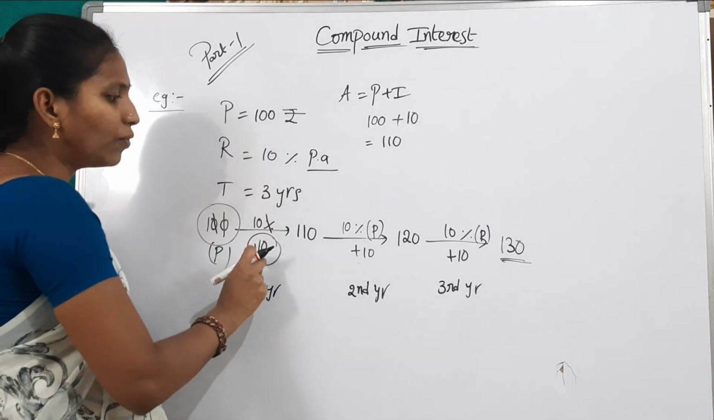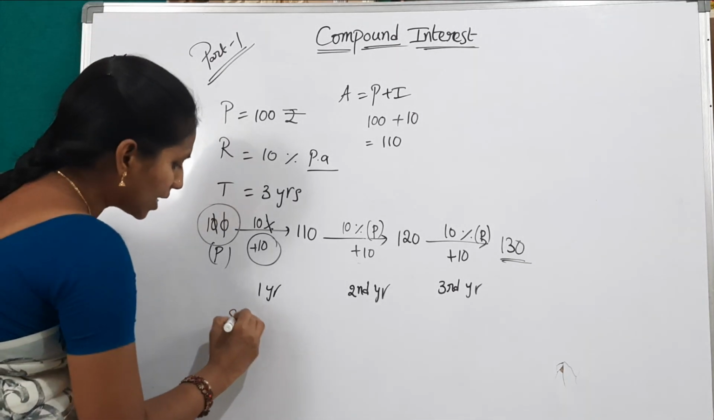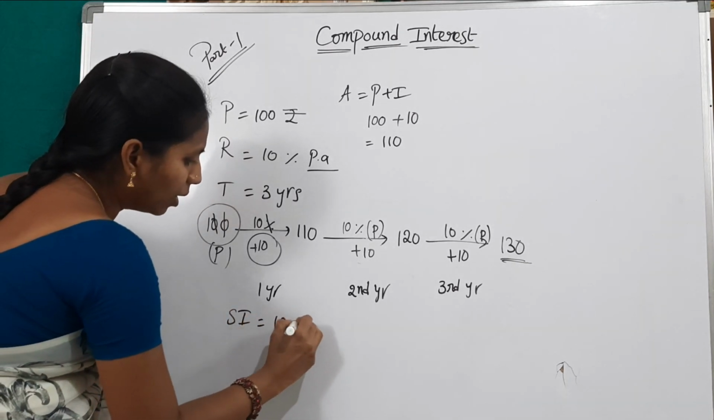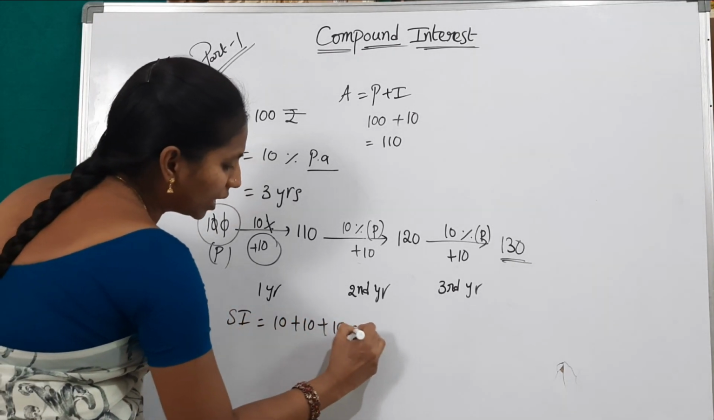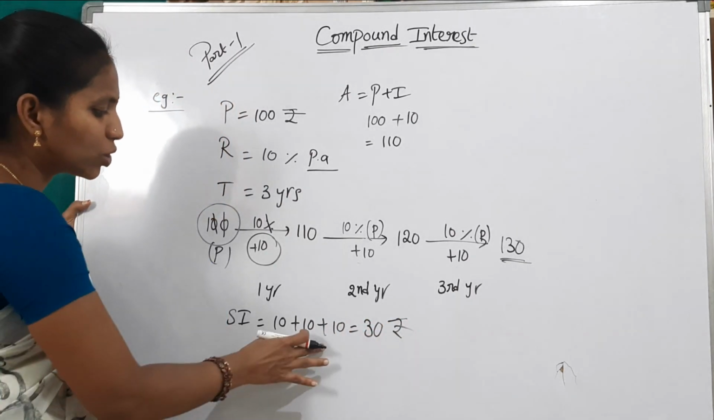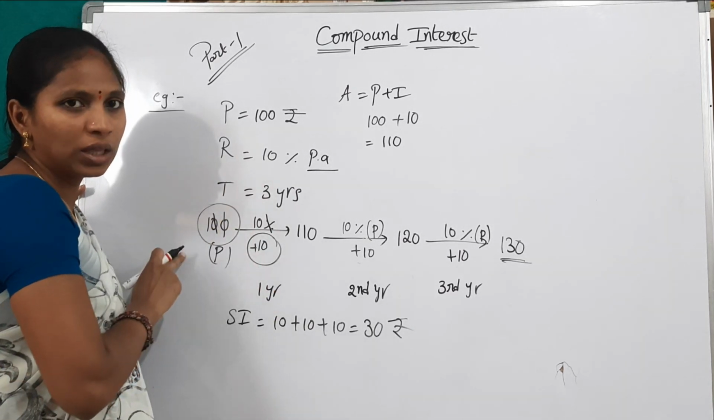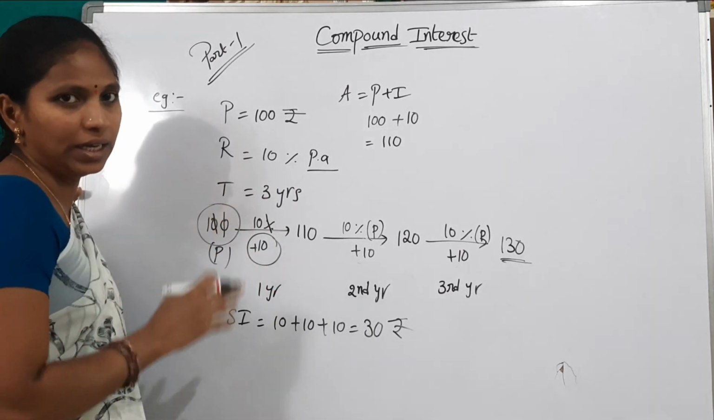Now what is the simple interest? The addition of these amounts is called the total simple interest. SI is equal to 10 plus 10 plus 10, that is equal to 30 rupees. This is called simple interest. Interest is calculated only on the principal each and every year.